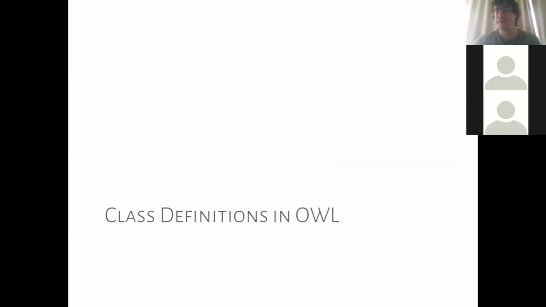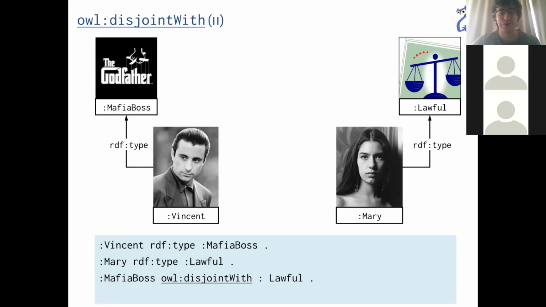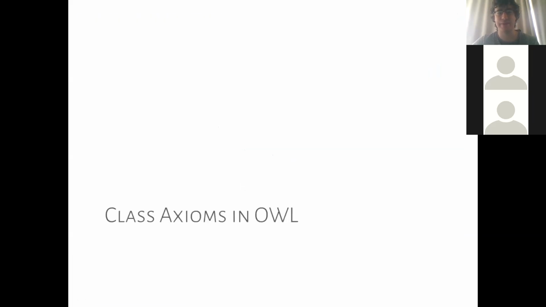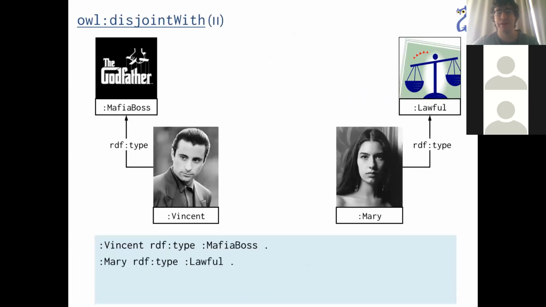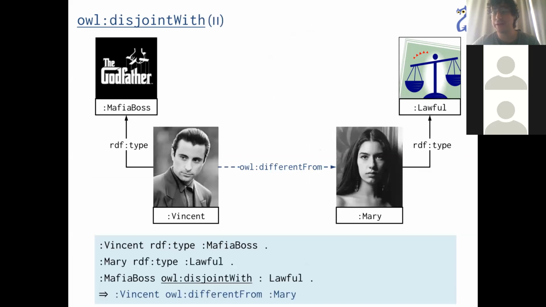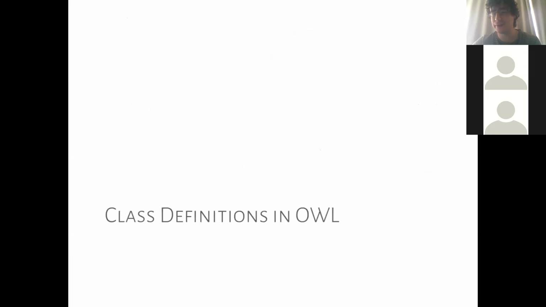Okay, so there are the two class definitions. That was quite short. So we have equivalent class and disjoint with. So also from RDFS, we have the RDFS subclass of class axiom. So these define somehow the semantics or relations between classes. They define things about classes. Any questions or doubts?